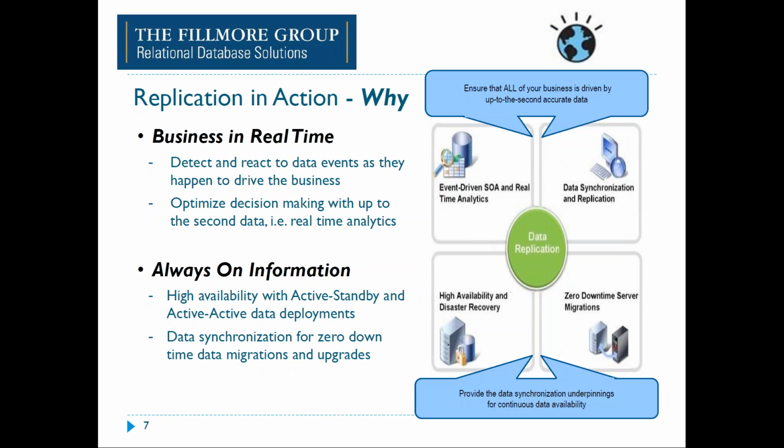Something happened on one system, something needs to occur on a different system. We need to synchronize the data for a variety of different purposes, for DR, for high availability. And then finally, we need to have zero downtime server migrations. We need to do a version-to-version migration or a migration from one vendor's database to another without taking an outage. And we've actually done both of those things for large financial institutions.